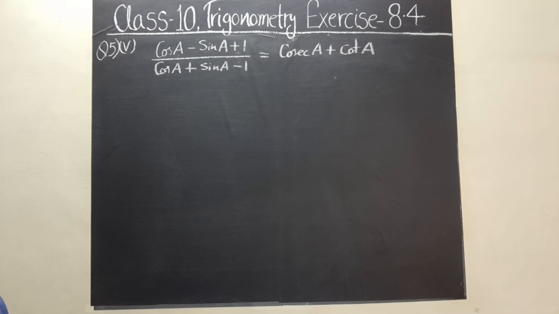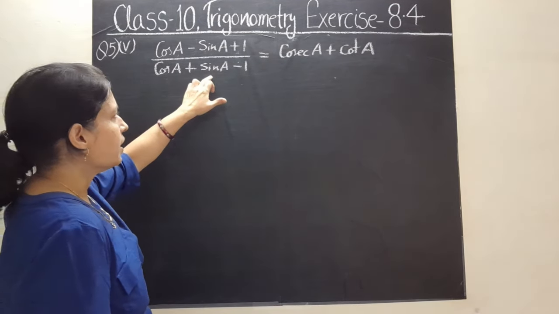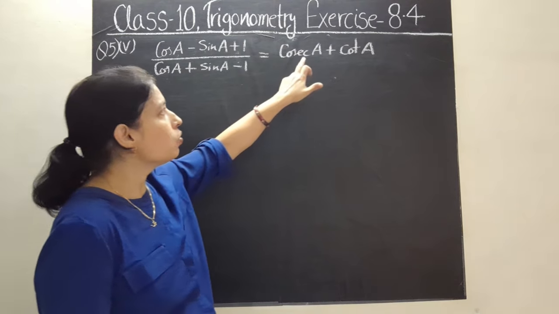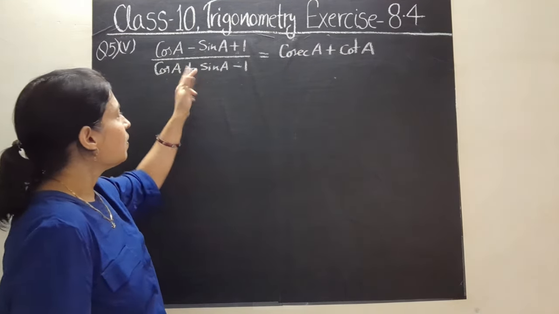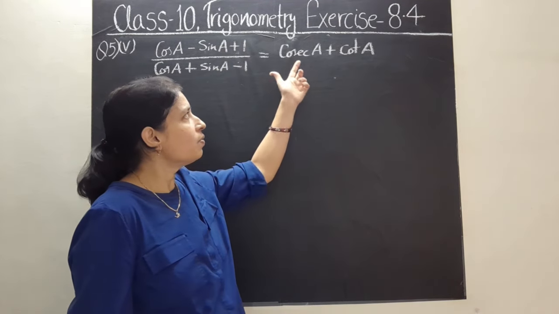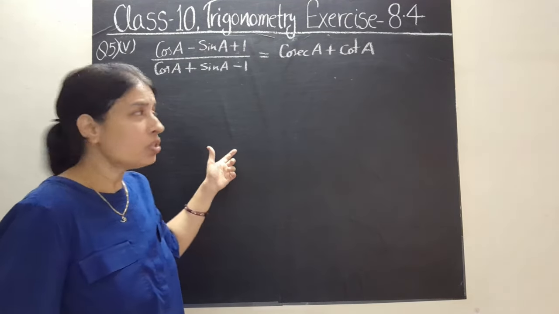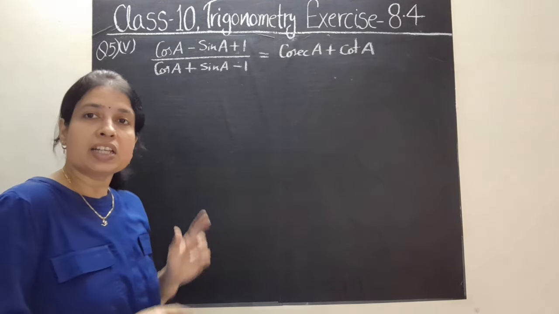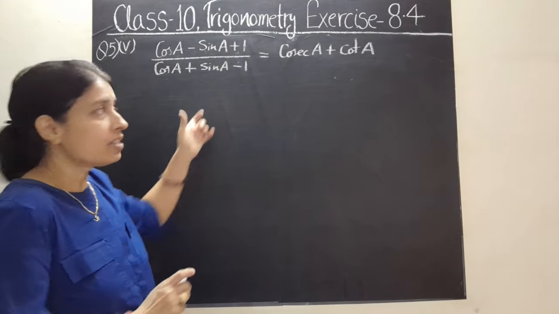So next is the fifth part of question number 5. It is (cos a minus sin a plus 1) divided by (cos a plus sin a minus 1) is equal to cosec a plus cot a. Here LHS is given in form of cos and sin and RHS is given in form of cosec and cot. This is a very important question. मैं आपको simple तरीके से इसको solve करना बताऊंगी, ठीक है. So first we take LHS.